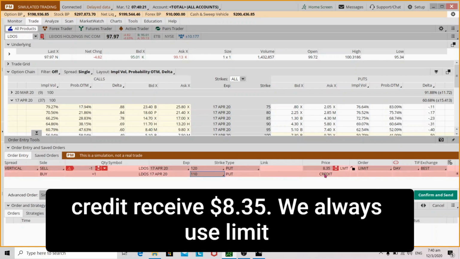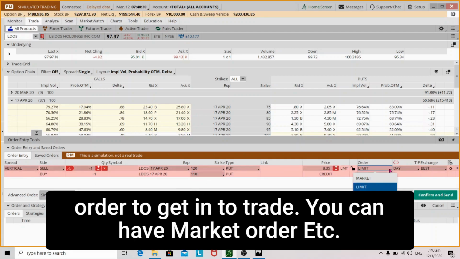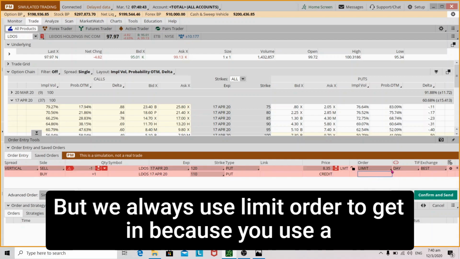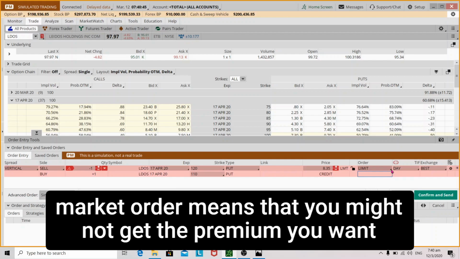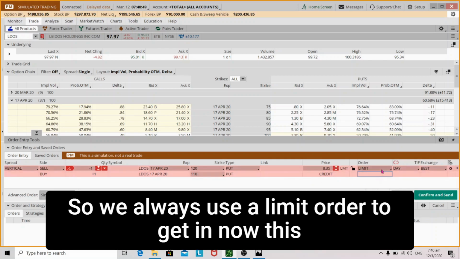Put. Credit received, $8.35. So over here, we always use a limit order. You can have a market order, etc., but we always use a limit order to get in, because if you use a market order, it means that you might not receive the premium that you wanted, right? So we always use a premium limit order to get in.